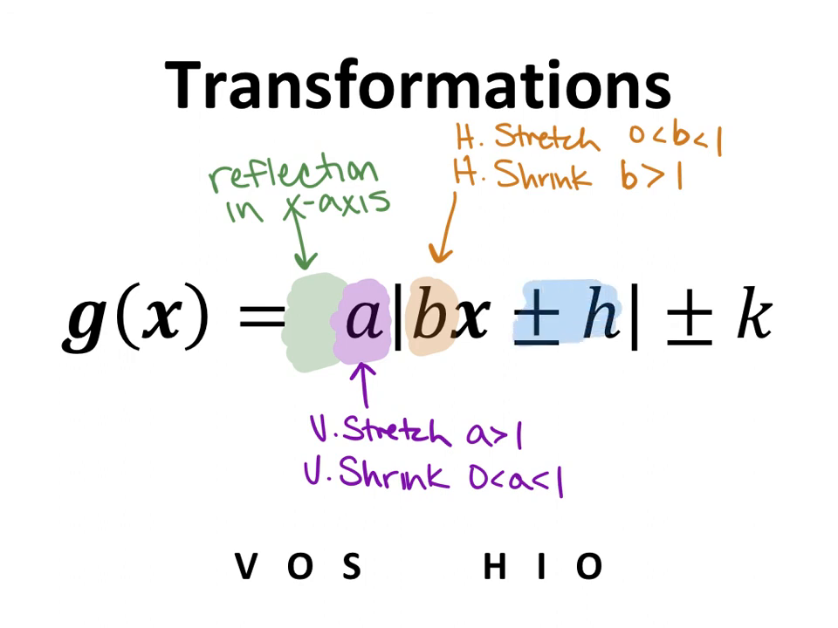Inside those absolute value bars, if you have a number that is added or subtracted behind x, those numbers are going to be your horizontal translations. Translation just means slide. And if you see a minus a number, it's going to go to the right. If you see plus a number, it's going to go to the left.